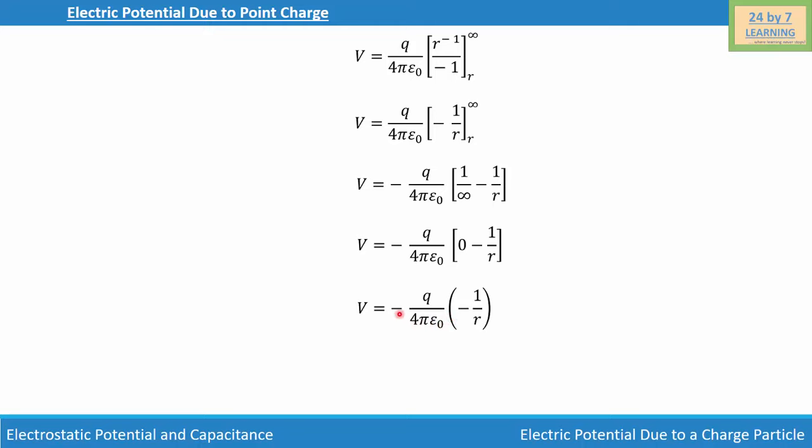r. Now, let's multiply these two negatives and simplify further, and if we do that, we will get V is equal to 1 over 4 pi epsilon 0, Q over r. And this is the electric potential due to a point charge at r distance from the charge Q. And this is how we will define the electric potential due to a point charge.